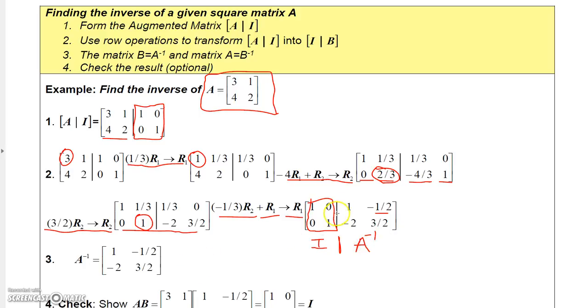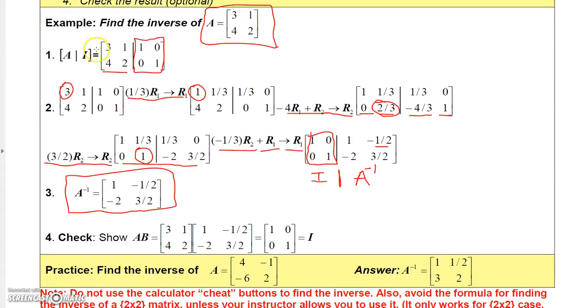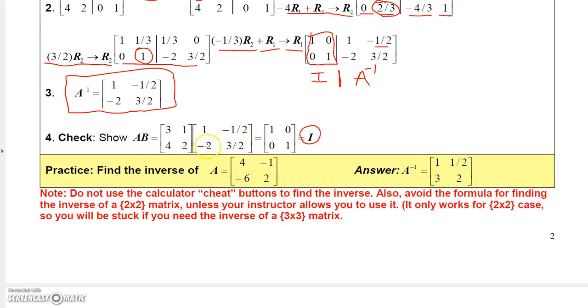So the inverse would be these 4 elements here, and so let's make sure we identify and show that we know the inverse is that 2 by 2 matrix. And you can check it by multiplying the original matrix by the inverse to check to make sure that when you multiply them together you do get the identity matrix 1 0 0 1. And there's a practice problem you can practice on.